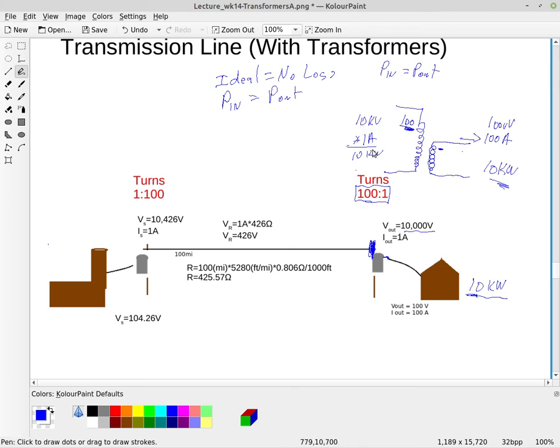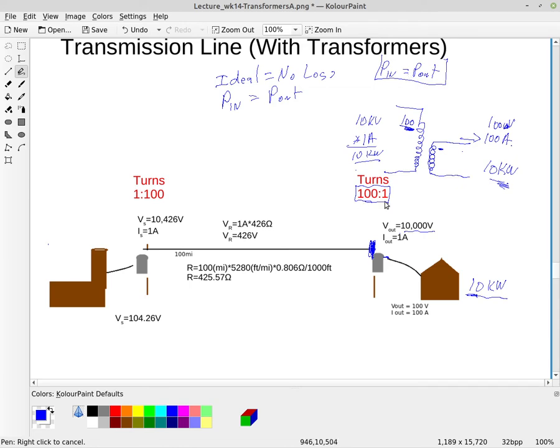10,000 volts times 1 amp gives me 10 kilowatts, or 100 volts times 100 amps gives me 10 kilowatts. So the power is the same. But look at the difference now.